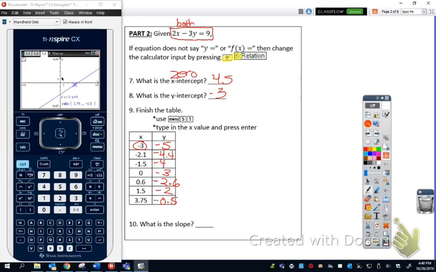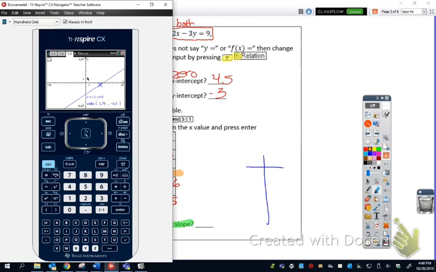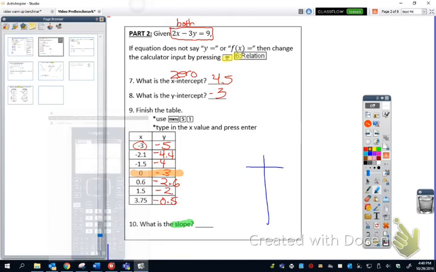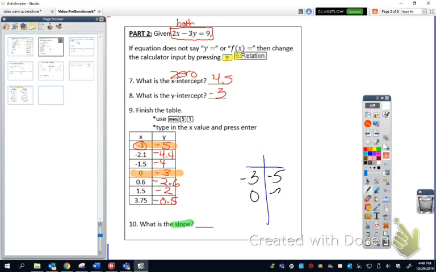Now, you want to find the slope. And remember, anytime they ask you to find the slope, you're going to have to use a t-chart. You can use any two numbers you want to. It does not matter. I'm just going to use 0, negative 3, and negative 3, negative 5, because it would be easier. So negative 3, negative 5, and then 0, negative 3.